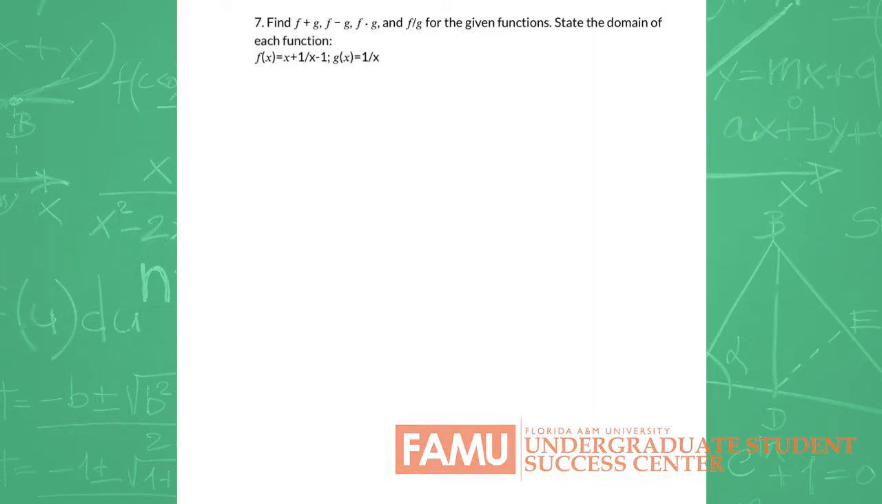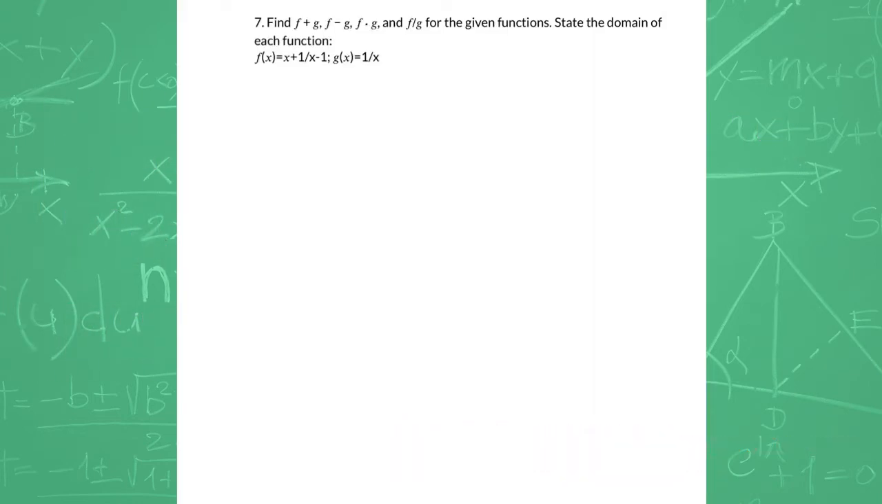Number 7, find f plus g, f minus g, f times g, and f divided by g for the given functions. State the domain of each function. So in this question, they're asking us to perform function operations on f and g. So let's start with f plus g.